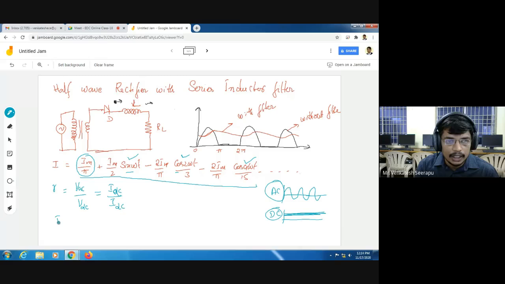So I can write IDC as Im by pi. And all of you know that Im can be written as Vm by RL. So I can write this equation as Vm by pi into RL. So I got the IDC equation. In order to find the ripple factor, we require IAC as well as IDC. I already have the IDC equation. Now I want to find the IAC equation.